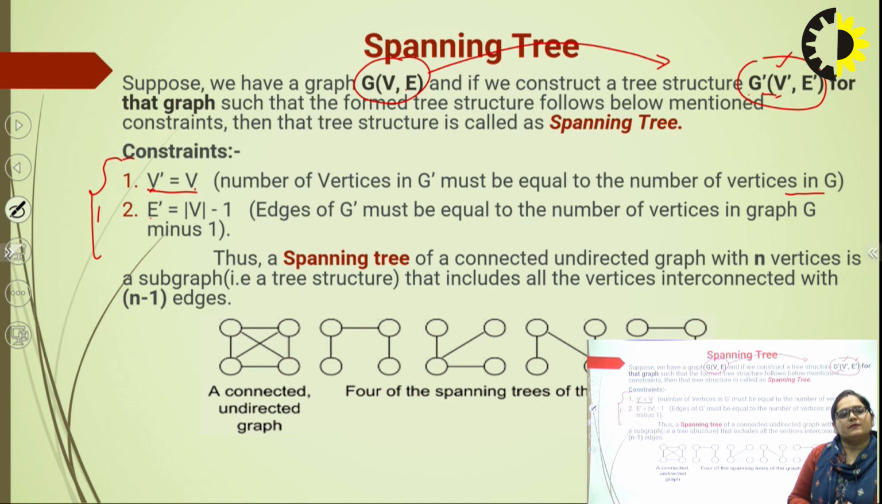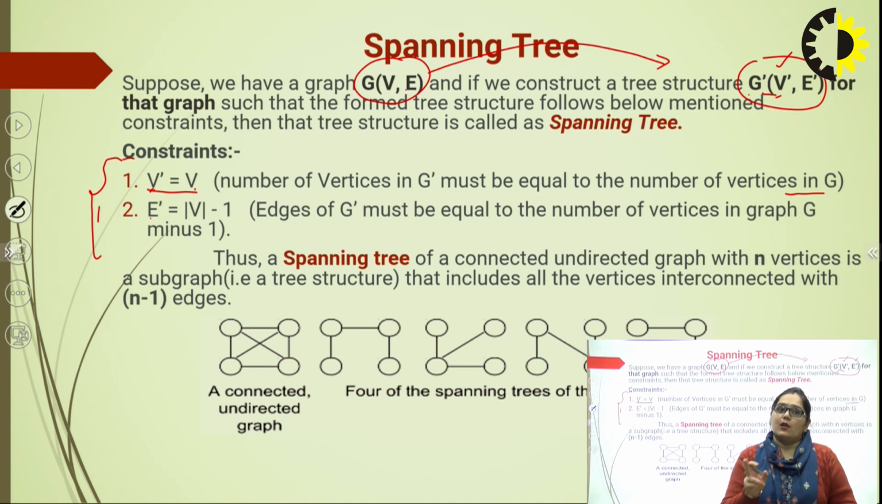Another property of a spanning tree is that there will not be any cycle. No cycle should be present in your spanning tree. If there is a cycle, then it will not be called a spanning tree.